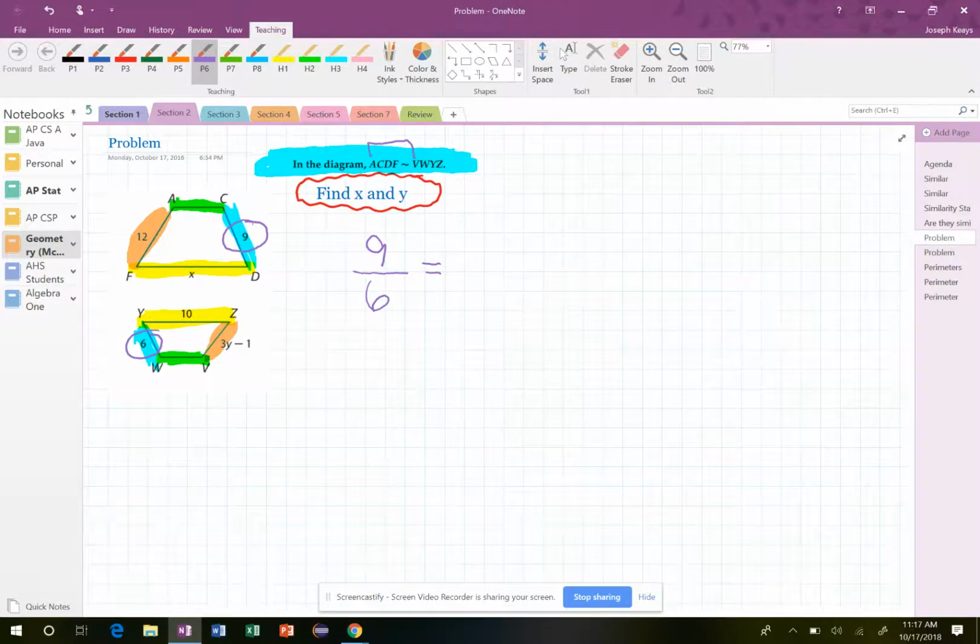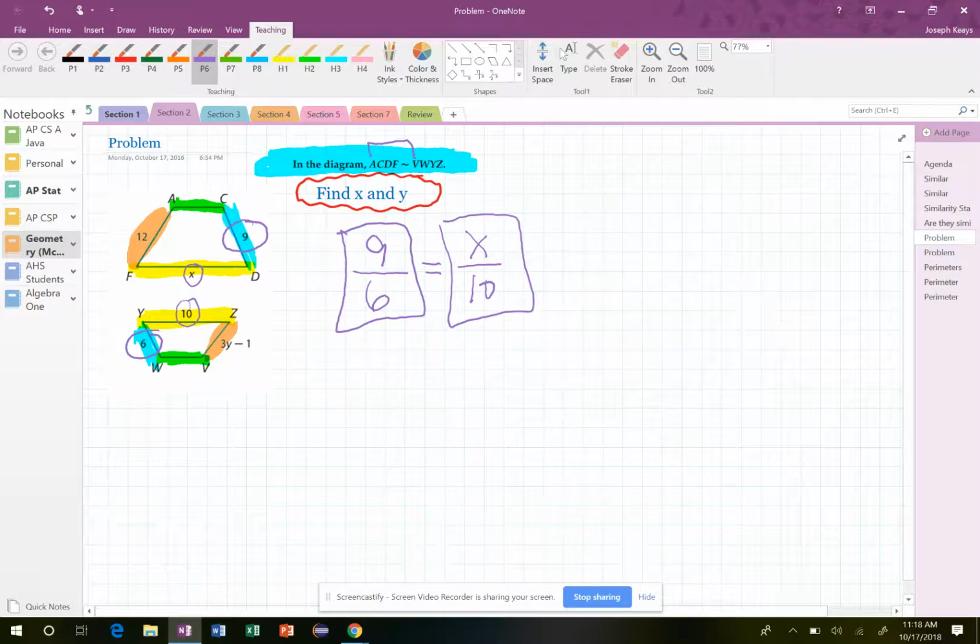So I wrote the bigger shape over the smaller one, 9 over x, and that's matching up to x all over 10. How do I know they're matching? Well, I color coded them. This is a ratio, and that's a ratio, and I know they're equal because similarity says their sides are proportional. So 9 over 6 is equal to x over 10.